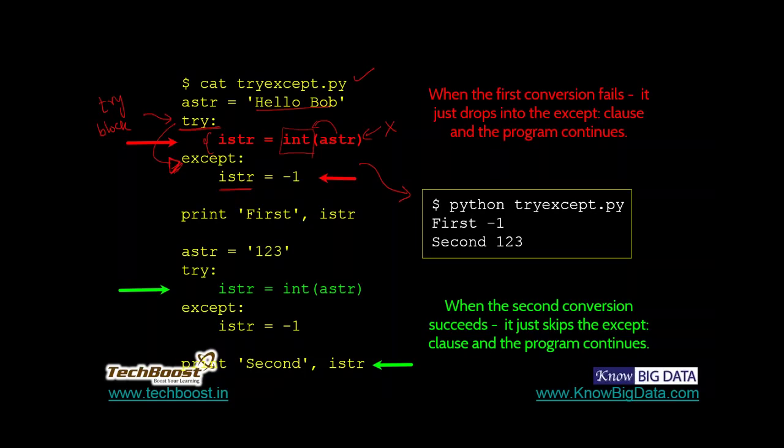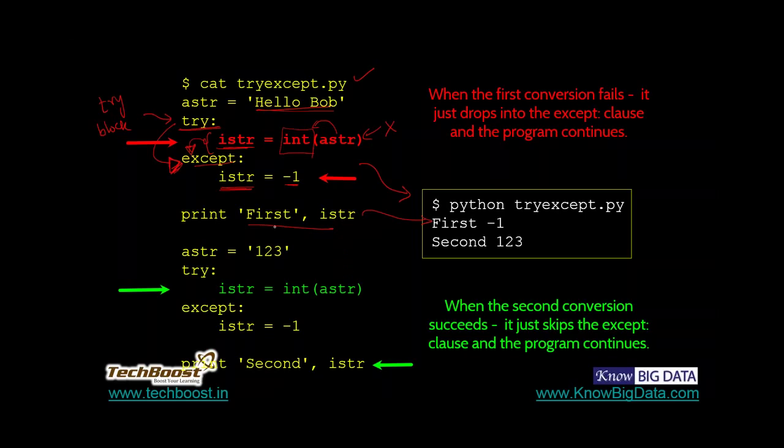what is going to happen is hello Bob is assigned to astr, and the try block executes, which again tries to convert this hello Bob to integer. But since it fails to convert istr, this directly jumps over to the except block with an error. Except tries to catch that error and reassigns istr to -1, and at the end we get the output as first and -1.